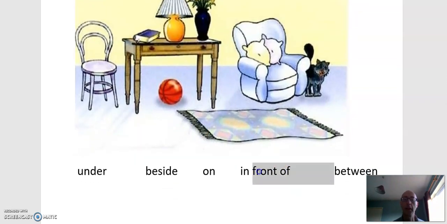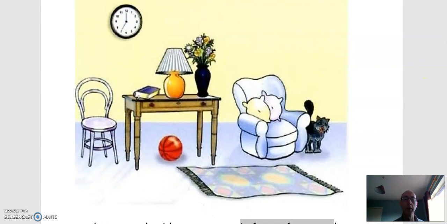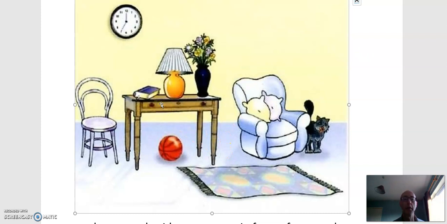In front of, let's make an in front of sentence. This is a little more difficult here. There's not really an in front of. We could maybe say the table is in front of the clock, perhaps.